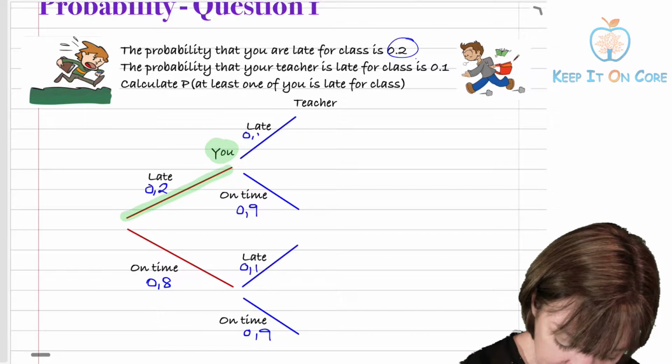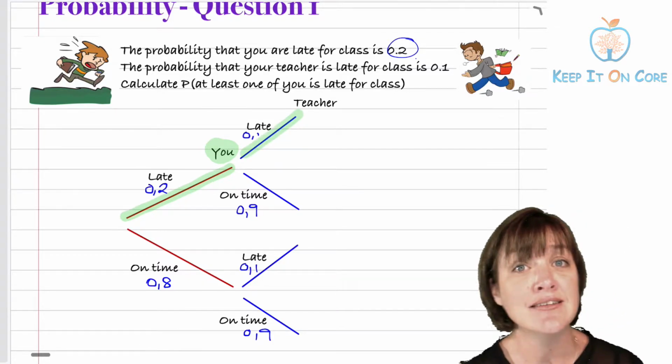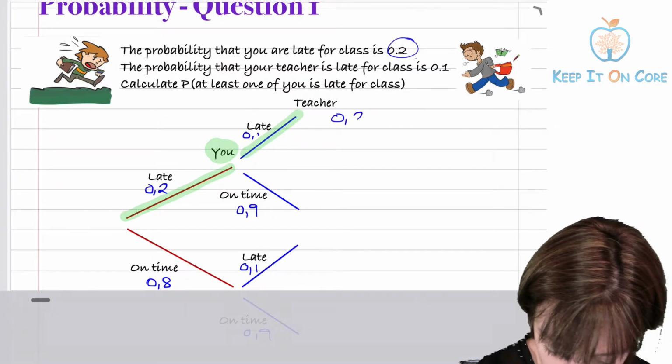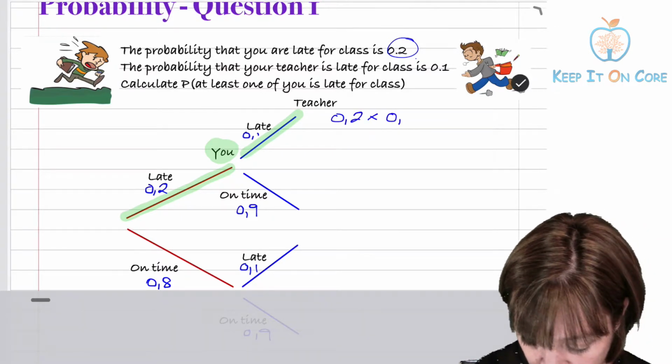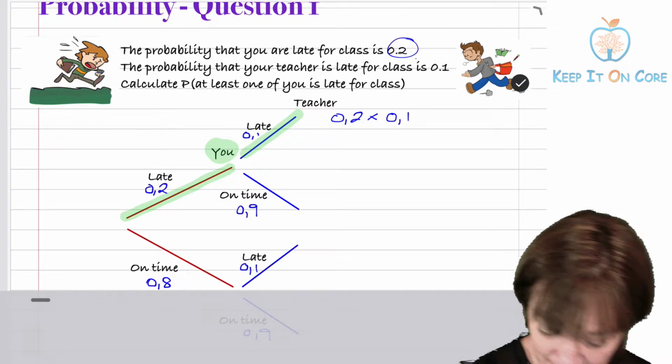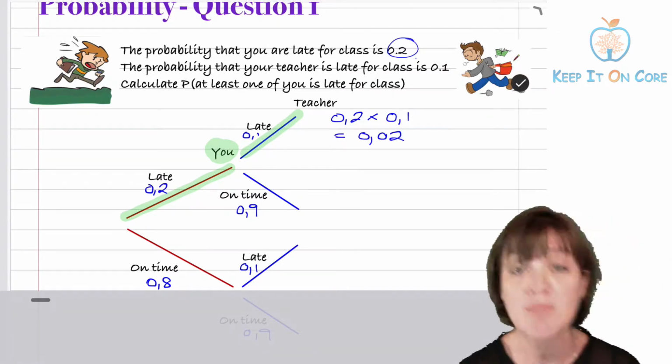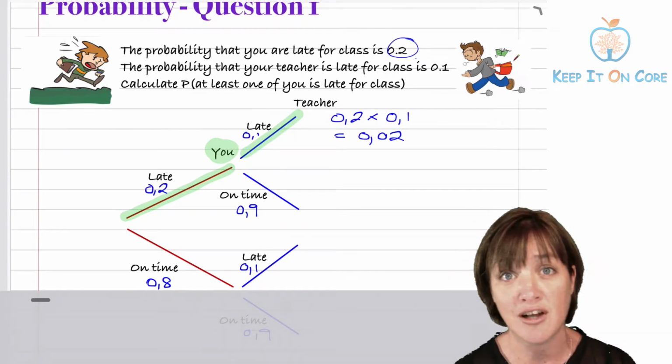What's the probability of you being late and your teacher being late? Well, this is how we work it out. We take 0.2 multiplied by 0.1, okay? The answer to that giving us 0.02 probability that you are both late for class.